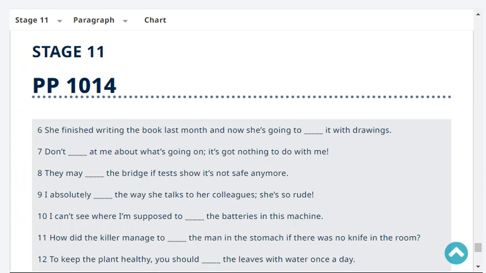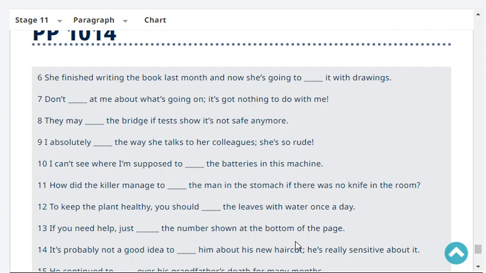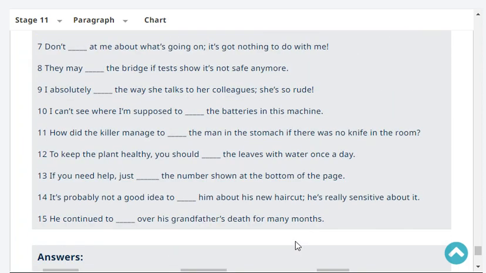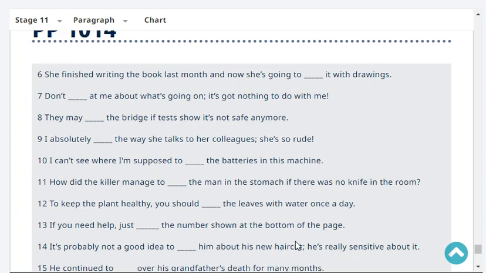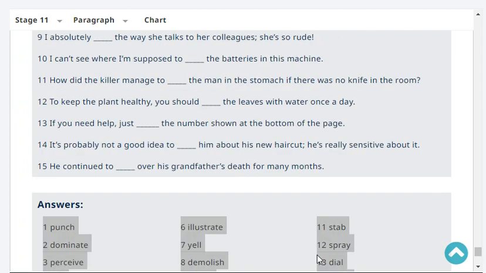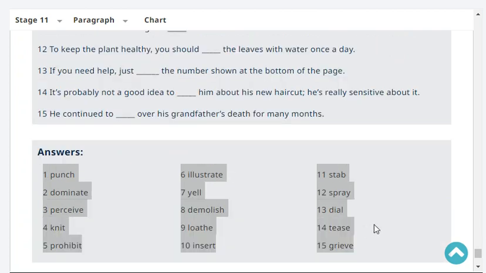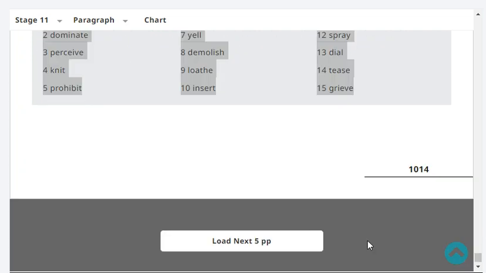Number 7, yell. Very good. Number 8, demolish. Very good. Number 9, loath. Very good. It means hate. Number 10, insert. Very good. 11, stab. Very good. 12, spray. Very good. 13, dial. Very good. 14, tease. Very good. And 15, grieve. Very good. Okay, so perfect answer.